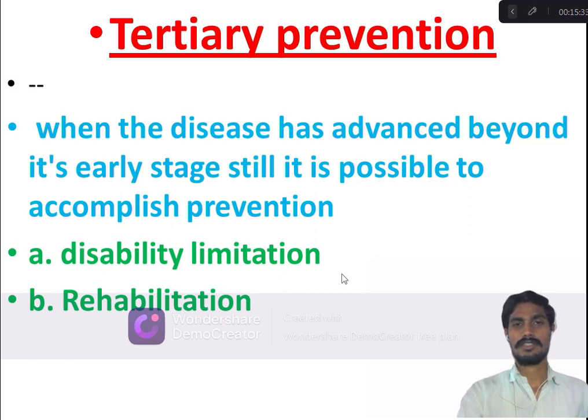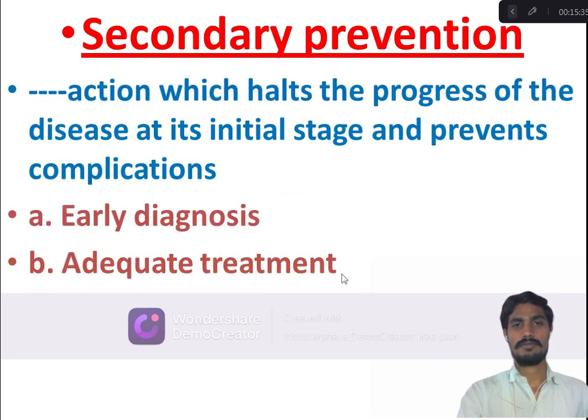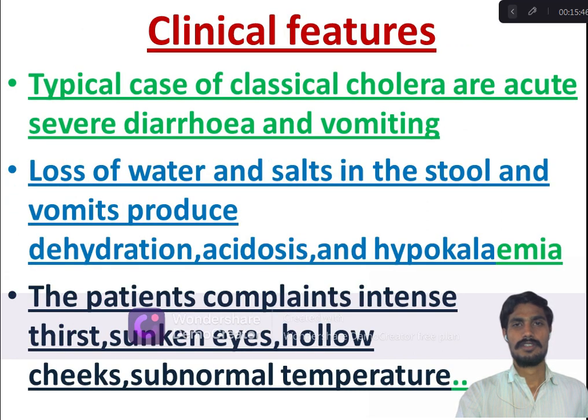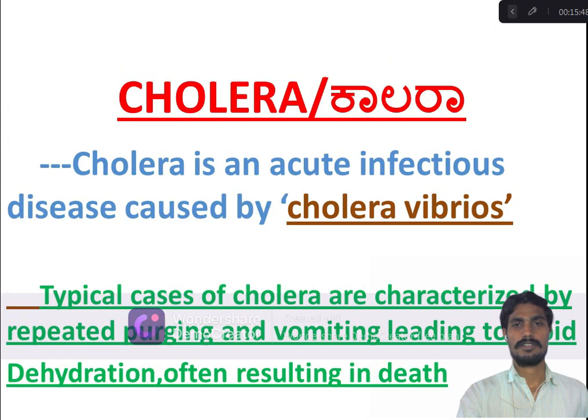By following these preventive measures, primary prevention, secondary prevention, tertiary prevention, you can prevent not only cholera, all types of disease. Okay, this is about the communicable disease, that is cholera. I think you understand.